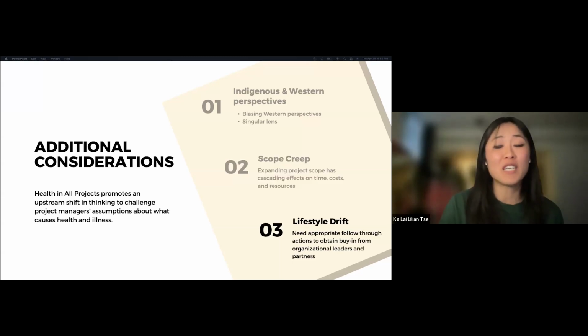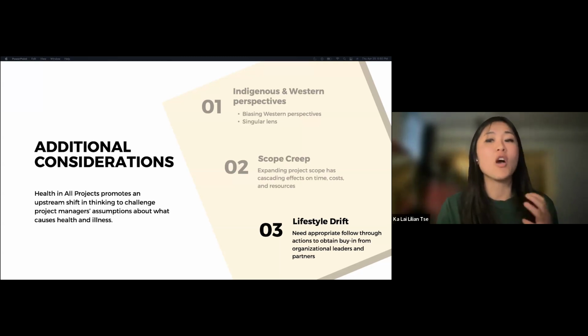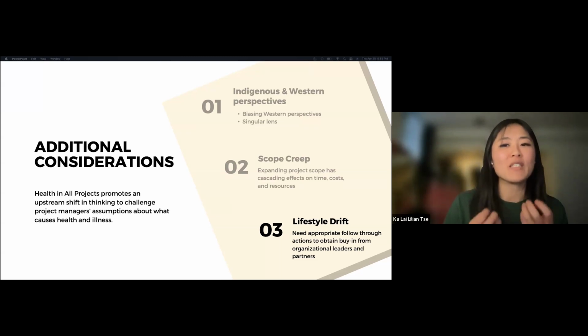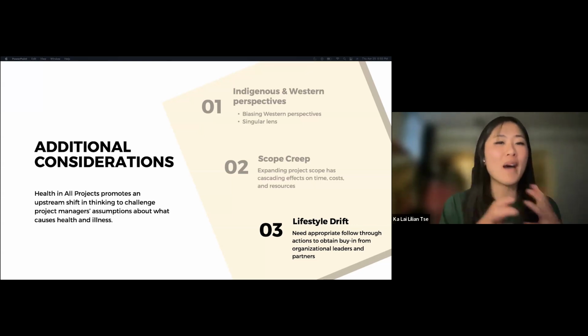And then finally, lifestyle drift. This is the tendency for policy to recognize the need for action on upstream determinants of health, but still end up drifting downstream in their outputs or their actionables. So in order for this project to really meet its goals for upstream action, it will require more buy-in from organizational leaders and partners to combat this lifestyle drift.